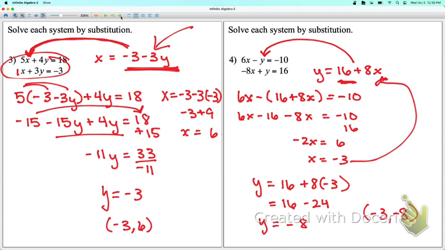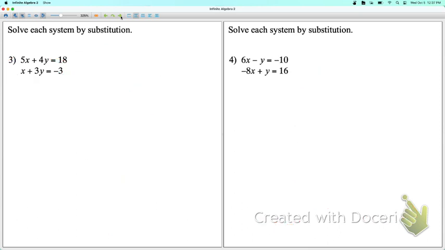How do I check my answers? You plug the x and the y's into both of them. You plug it back into both of them, and they have to be true, correct? No, I just said how do I. That's all I said. We have to, we're doing another one.